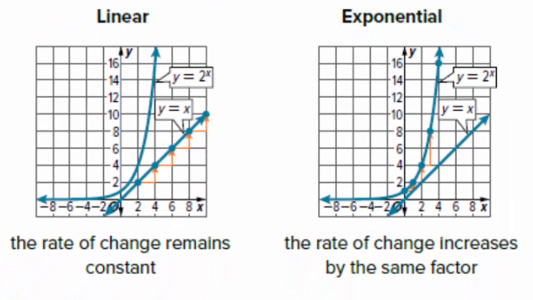Okay, so here we have examples of linear and exponential functions. On the left-hand side here, the linear function is this one right here. You'll notice it has a constant rate of change. But over here we have exponential on the right-hand side. And if we try to do a constant rate of change, you'll see that the line going up here gets longer and longer each time. So the rate of change is increasing by the same factor. So it's not a constant rate of change, it's some multiple or some factor that's actually changing.